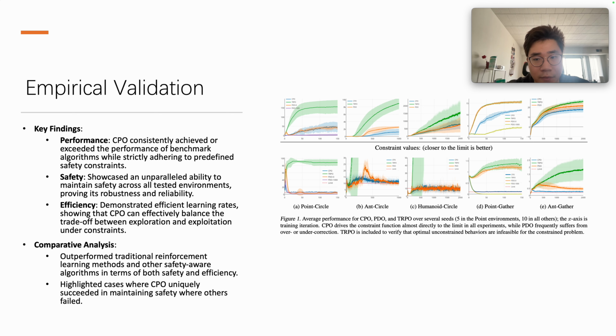As you can see from the figure 1, it shows an average performance for CPO, PDO, and TRPO over multiple seeds in different environments, which highlights how CPO drives the constraint function almost directly to the limit in all experiments, unlike the other approaches. While PDO frequently suffers from over or under corrections, this figure is also pivotal for demonstrating CPO's effectiveness in enforcing constraints while optimizing performance, providing a clear visual comparison of how CPO maintains constraint satisfaction across various tasks compared with other methods.